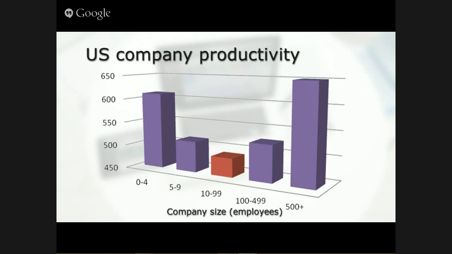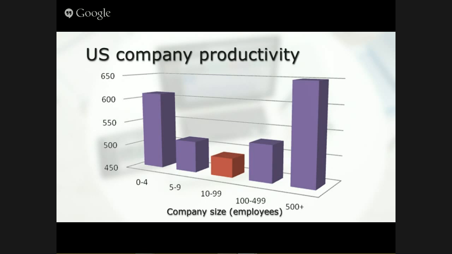But if you plot revenue per payroll cost on the y-axis against company size on the x-axis, you get this kind of bathtub effect. And right at the bottom of that bathtub, where the water runs out, so to speak, are companies that employ 10 to 100 people. And these companies, on average, are dramatically less productive than either smaller companies or larger companies.